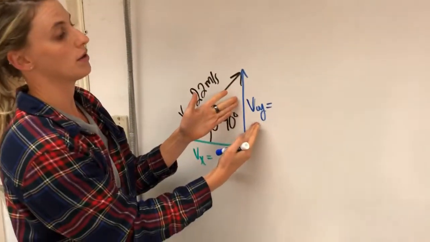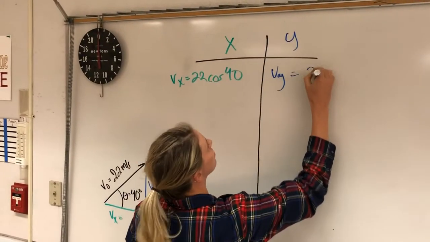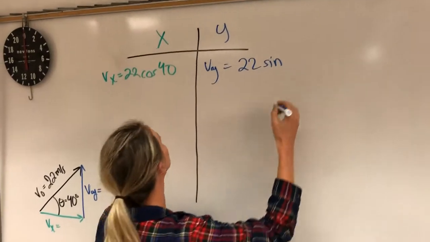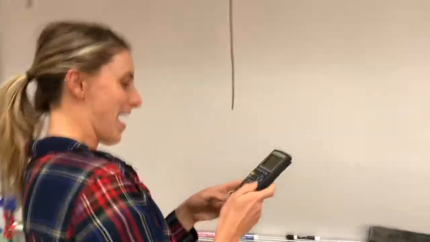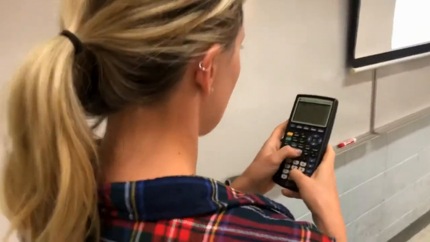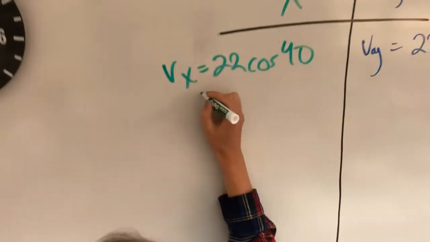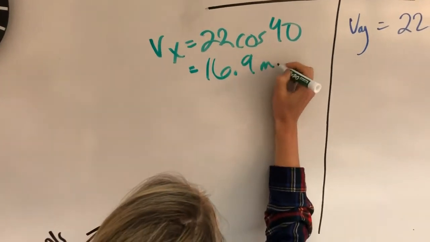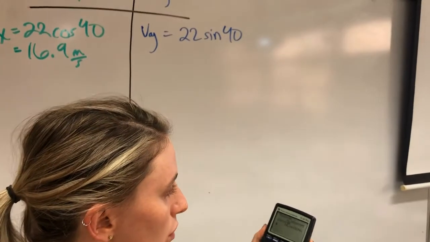This is the what side? Opposite, and opposite gives us 22 the sine of 40. Boom. Okay. So if I plug these into my handy dandy calculator, 22 times the cosine of 40 gives me 16.9 meters per second. Okay, and then 22 times the sine of 40, 14.1.